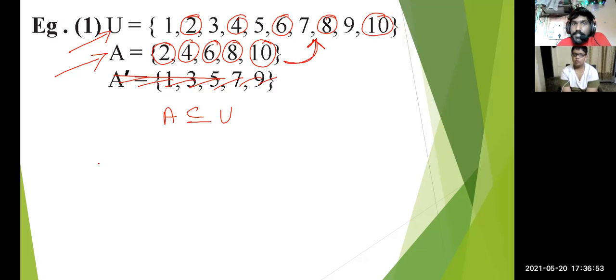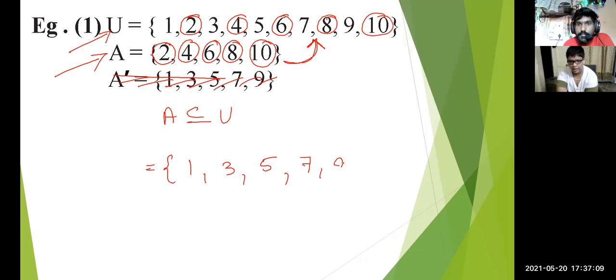Now, can you see some elements in U which are not in A? Which are those elements? Can you tell me? 1, 3, 5, 7, 9. This set is called A complement. So these are the elements in the universal set, not in A. Understood? Is this picture clear now? Complement? Yes or no?